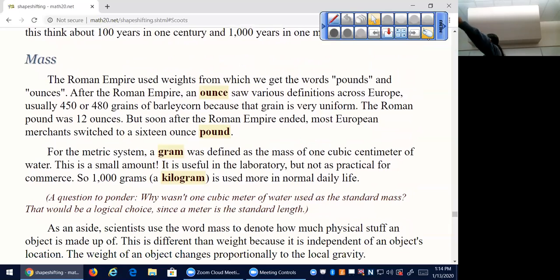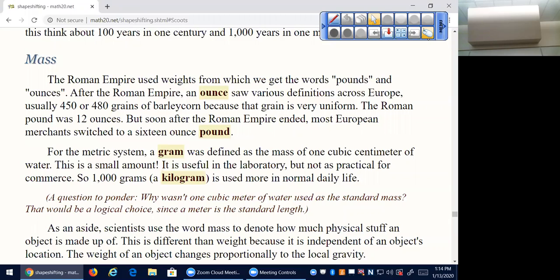Mass is fast. Mass, you had ounces and pounds. Here we're merchants, trying to travel somewhere. I have a bag of stuff. I want to sell it to you. You'll want to weigh it. Barley corn is pretty consistent. So an ounce was a pile of barley corn grains, because that was about the same no matter where in Europe I was.